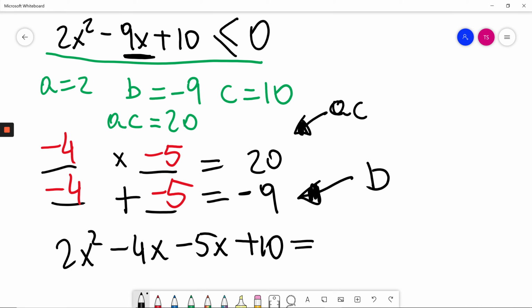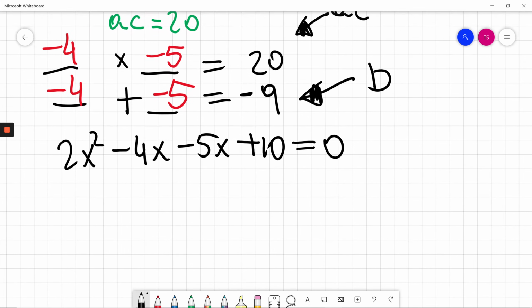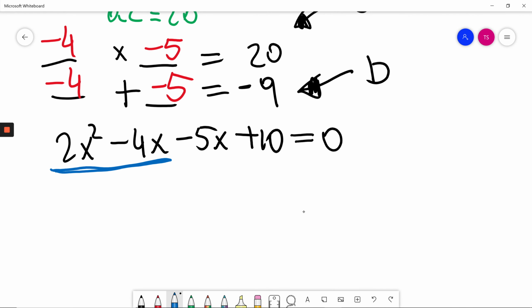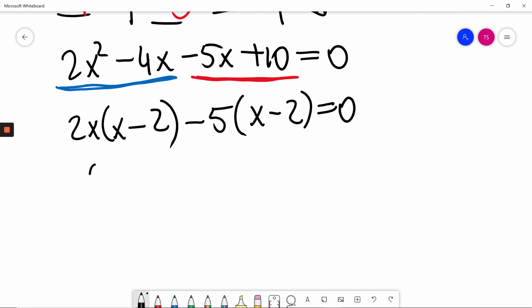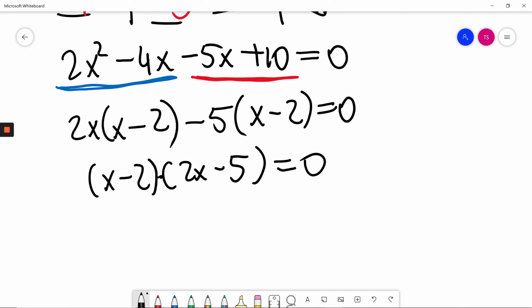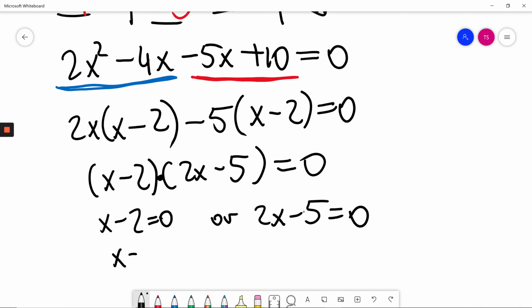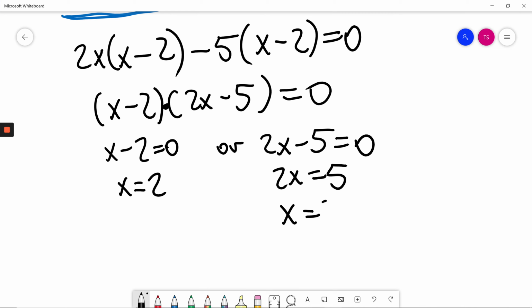And I will first solve the equation. When I solve an inequality, first I solve really the equation. In this expression, I will factorize 2x in front of the bracket, so it will be 2x times x minus 2. In this expression, I will factorize negative 5 in front of the bracket. So now I will have x minus 2 times 2x minus 5, and this is equal to 0. Multiply two things to get 0, so the first thing is 0, or the second thing is 0. So x is 2, or 2x is 5, so x is 2.5.